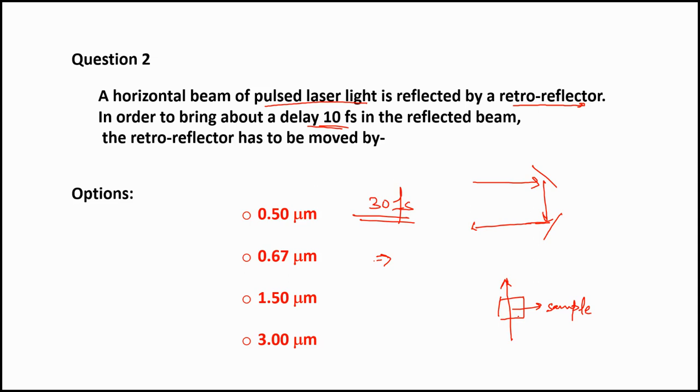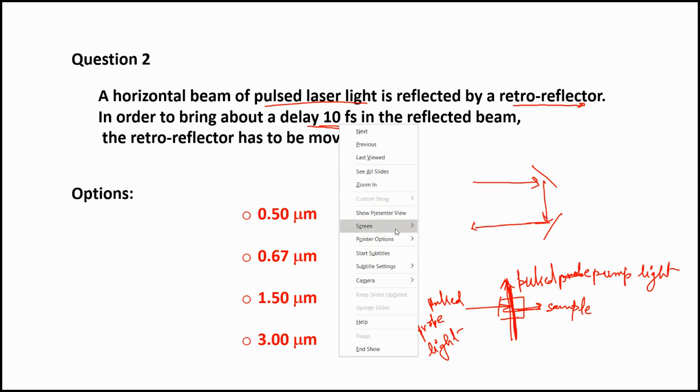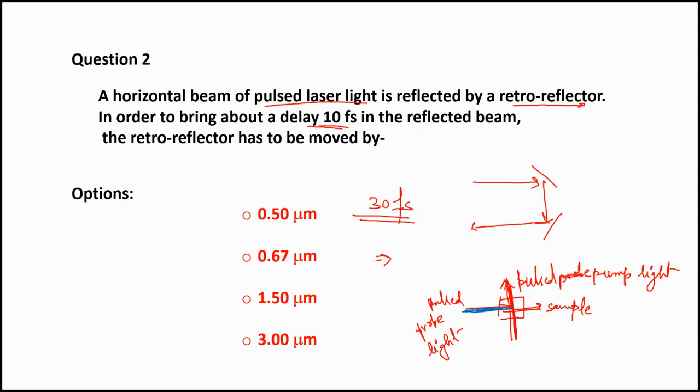So first of all, you illuminated the sample with the first beam of light, which is called the pulsed pump light, and the second one was the pulsed probe light. The first one was the pulsed pump light, and this one was the pulsed probe light. First we illuminated our sample with the pulsed pump light, the one with this arrow, and this is the pulsed probe light.